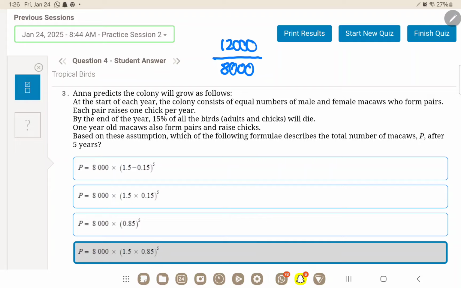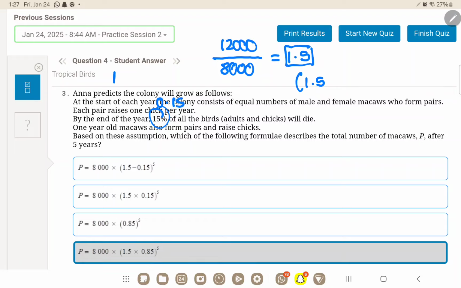So since each year you start off with 8,000 and then it will become 12,000, 12,000 divided by 8,000 means you have a 1.5 ratio increase each year of macaws. So you will take that 1.5, and we need to find how much of that 1.5 will survive, because not all of them will survive, because we know 15% will die. The 15% can be rewritten as 0.15, by the way.